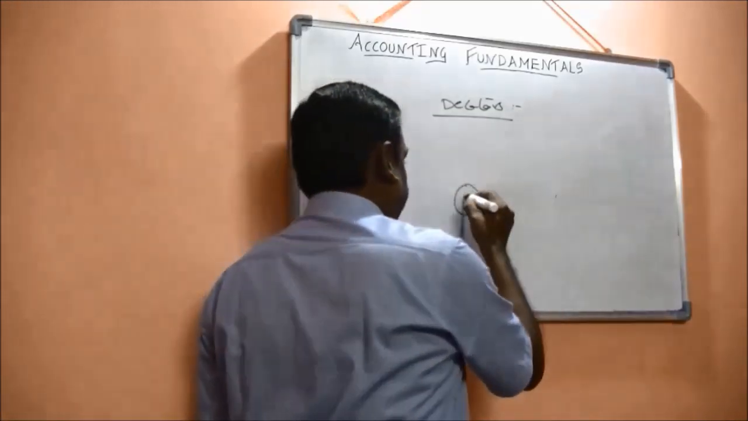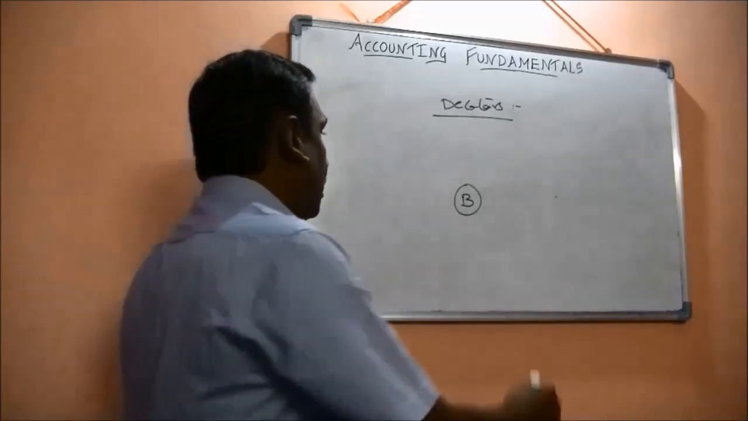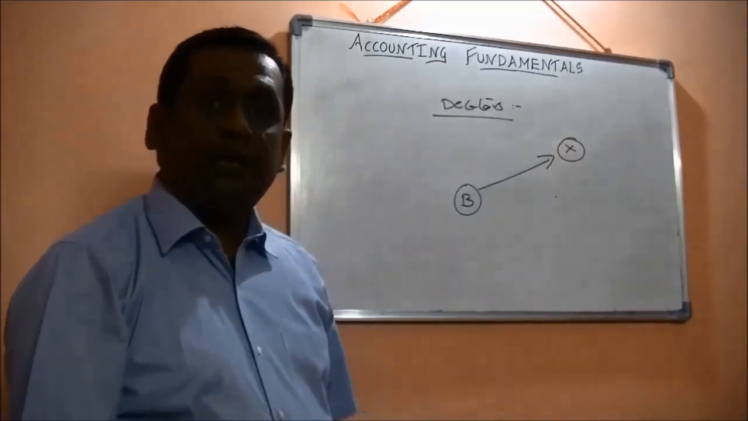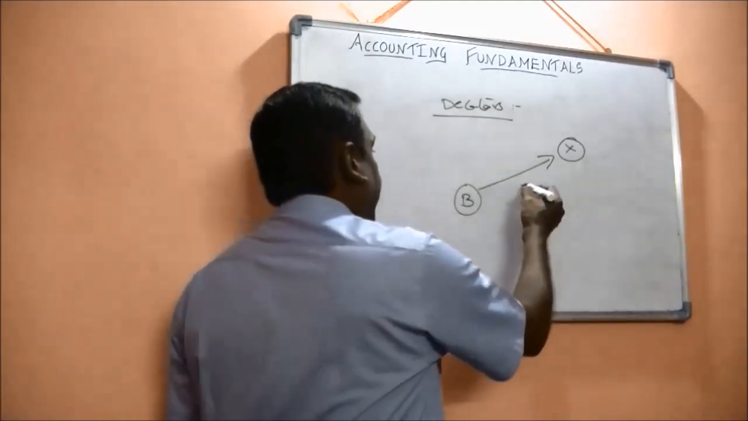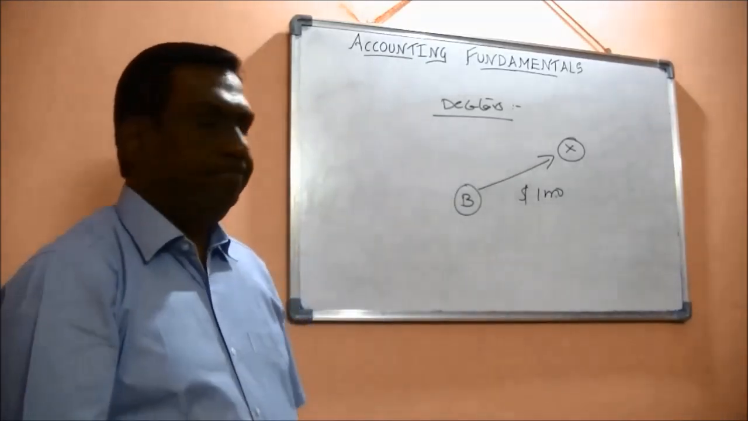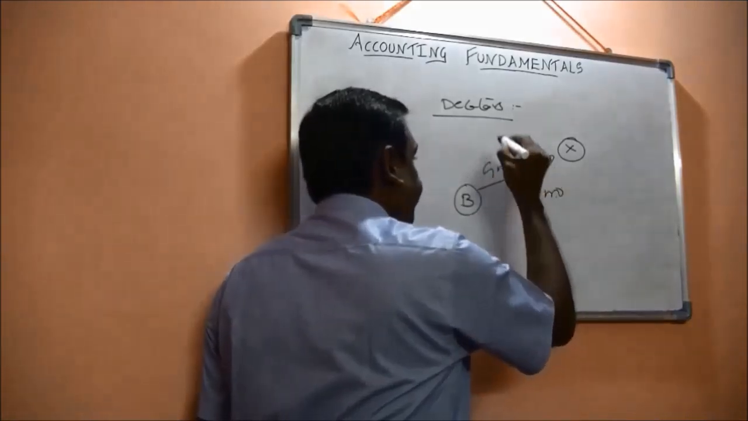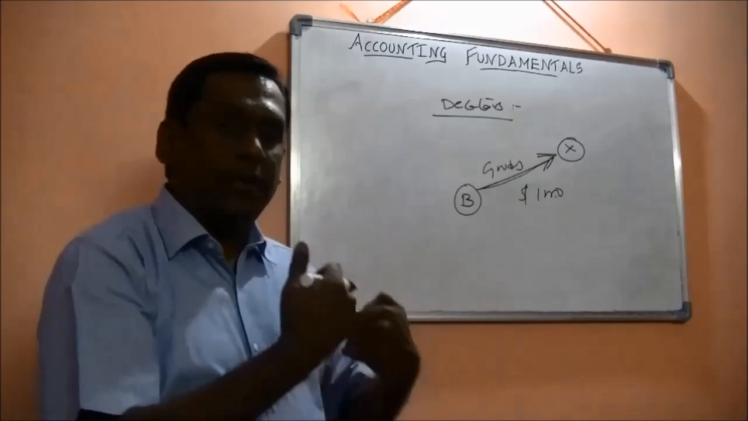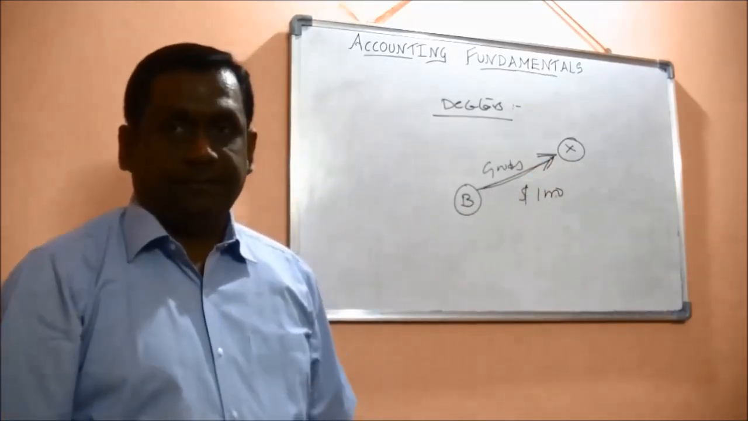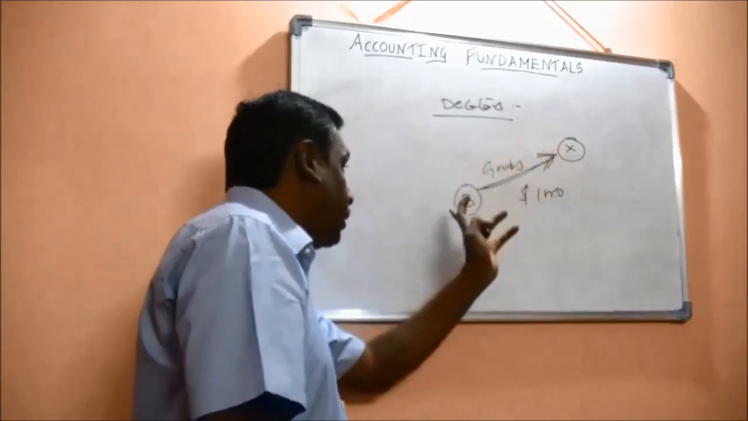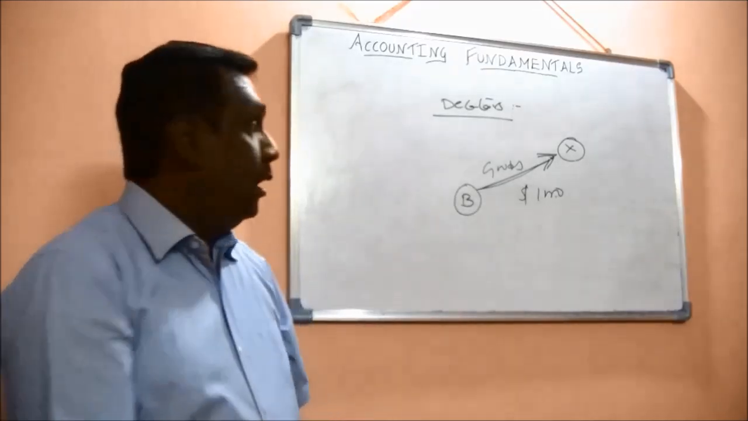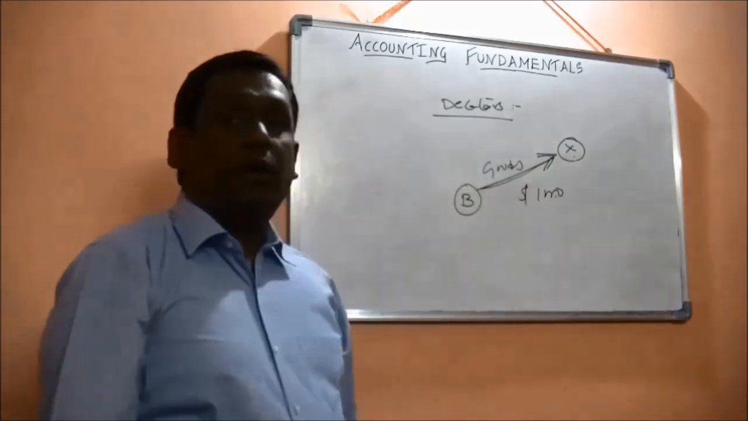Let me give you an example. Let us say business sold goods to X for $1,000 on credit basis. So that means goods go out. What comes in? Nothing, because they are sold on credit basis. So X has to pay $1,000 to the business because he took these goods on credit basis.